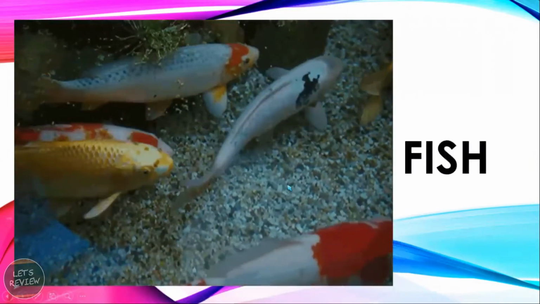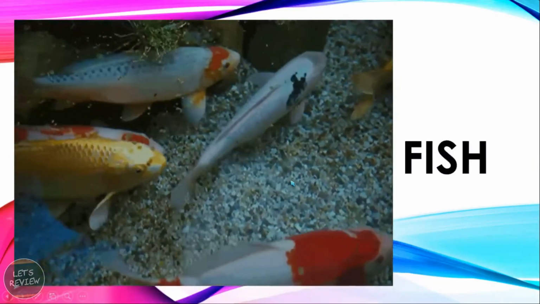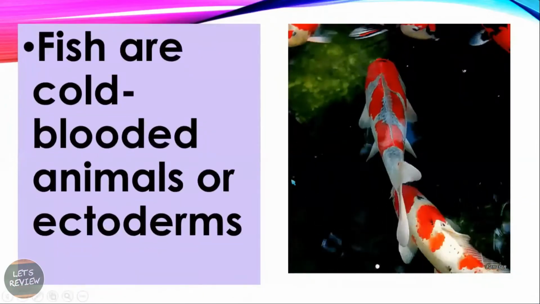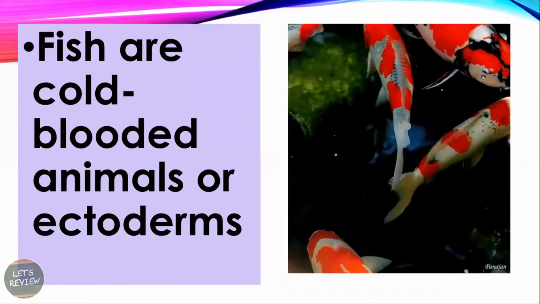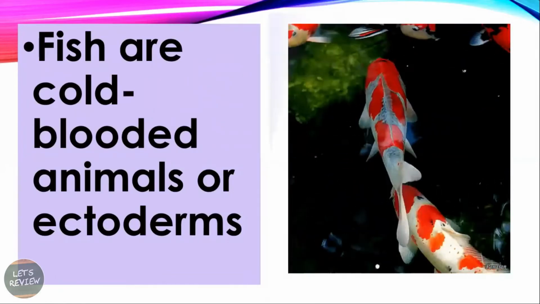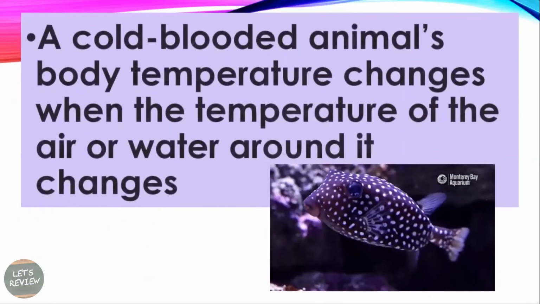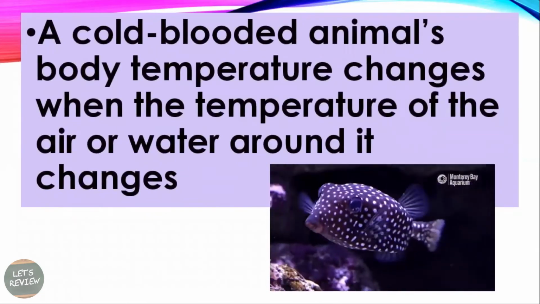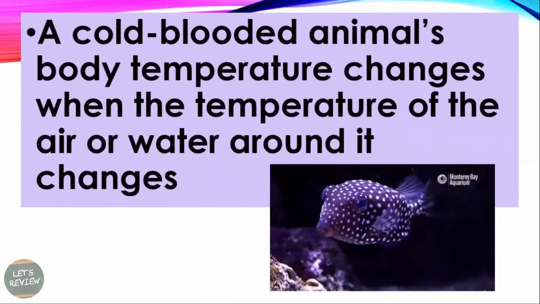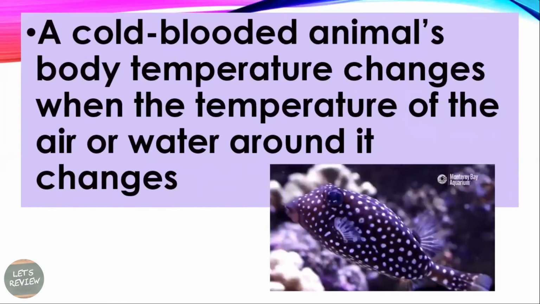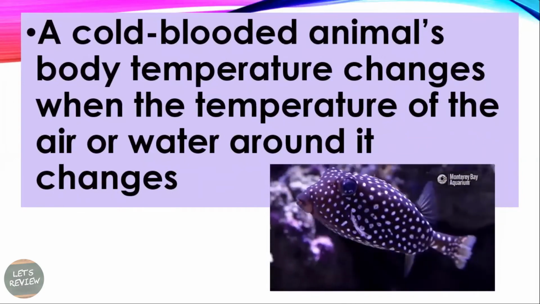What about this last vertebrate in our list, the fish? So fish are cold-blooded animals or ectotherms. A cold-blooded animal's body temperature changes when the temperature of the air or water around it changes, because their bodies don't have the capacity to maintain the temperature and they have to look for ways in order to maintain the temperature.